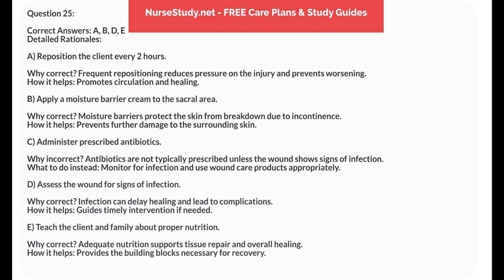B. Apply a moisture barrier cream to the sacral area. Why correct? Moisture barriers protect the skin from breakdown due to incontinence. How it helps: prevents further damage to the surrounding skin.